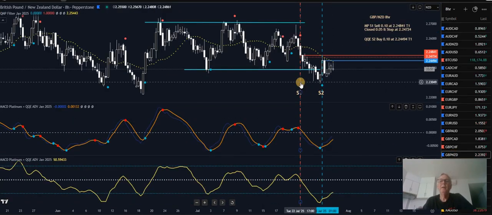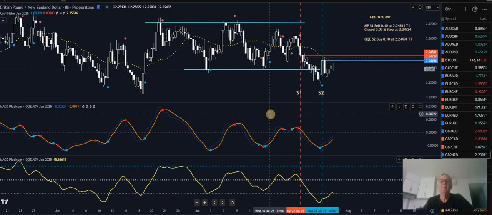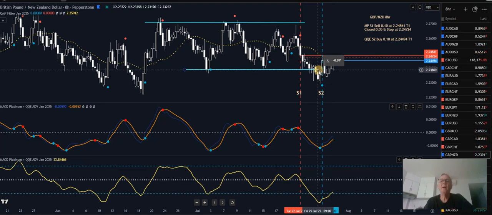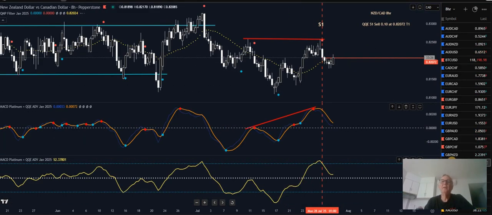Pound New Zealand, in a sell from here, it's just an MP sell. You can see we're stuck in no man's land between the two blue lines, but there's this resistance level and price took the sell, already closed half, stop in place, can't lose on that. So that's sequence 1. Sequence 2 is a QQE Advanced buy trade, and so we're just waiting to see what happens.